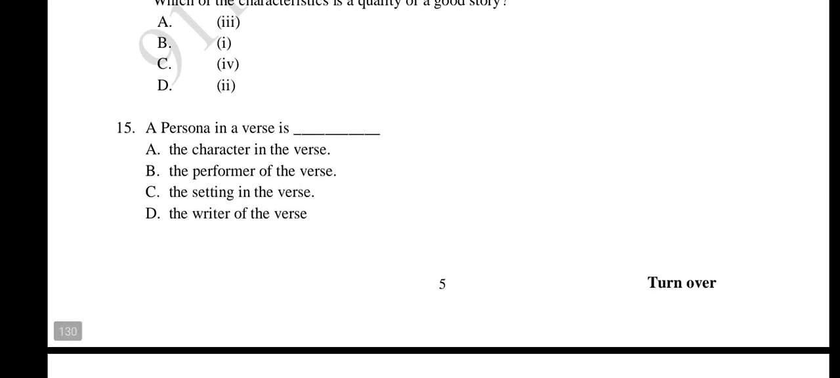Then a person in a verse is known as dash, a character in a verse, performer of the verse, the setting in a verse, the writer of the verse. A persona is the voice in the verse, which is speaking. So that one is the narrator. When we talk about a persona, we will talk about several character. Persona is a performer of a verse or the voice in the verse. The character are those mentioned characters differently when we are talking in the verse.